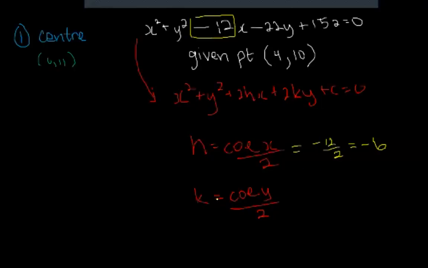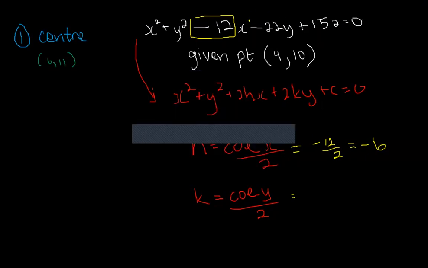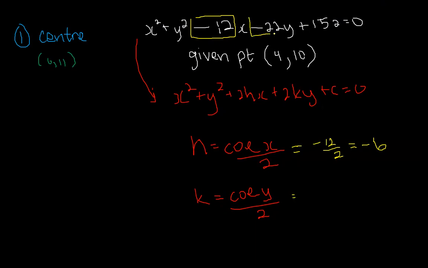Now we need to find k. k is the coefficient of y divided by 2. The coefficient of y is the number that comes right before y. In this case, it's minus 22. Not just 22, minus 22. Don't make that mistake. Minus 22 divided by 2, which is equal to minus 11.